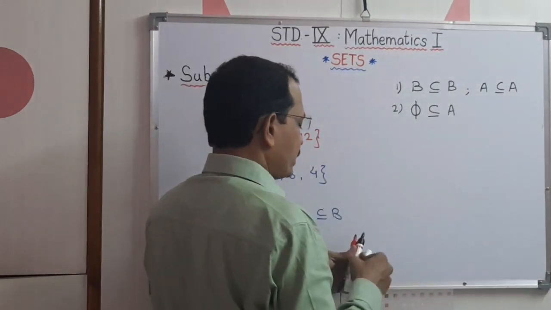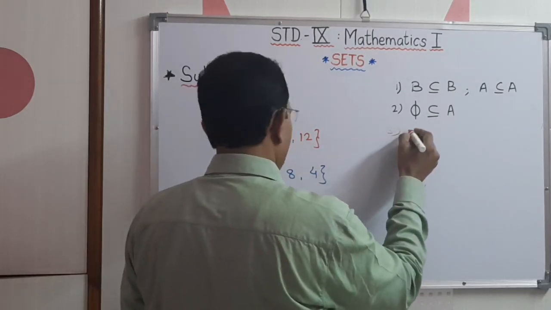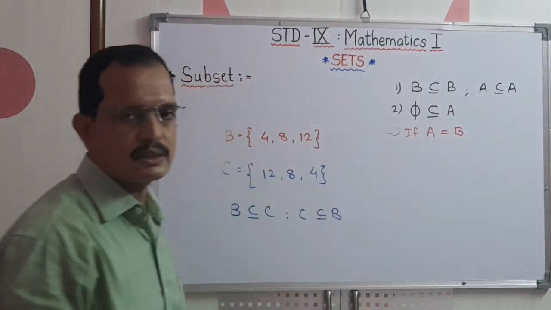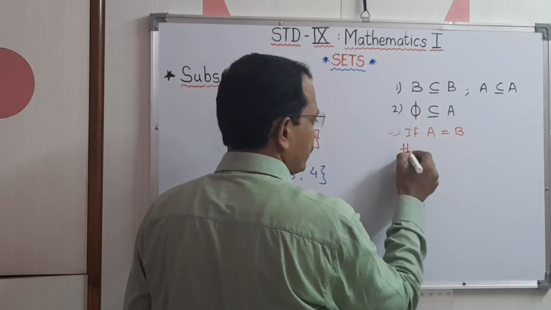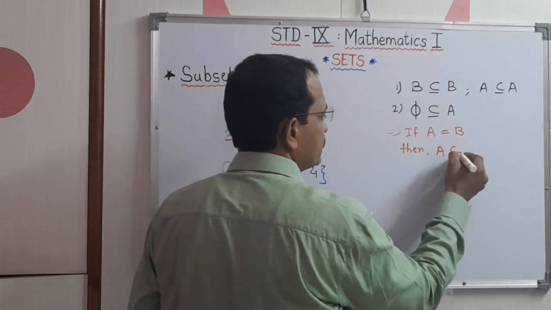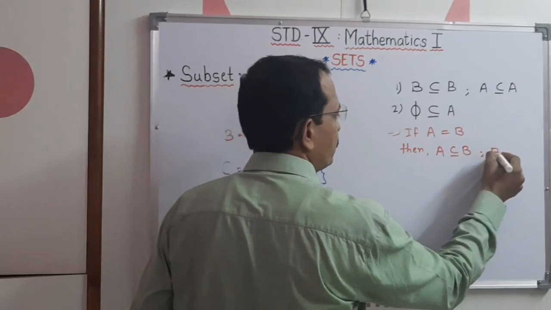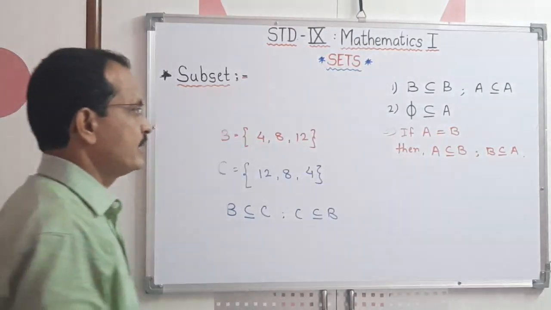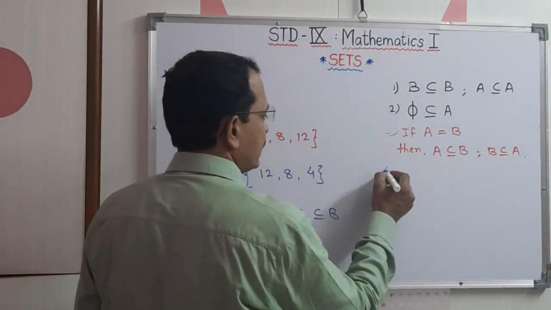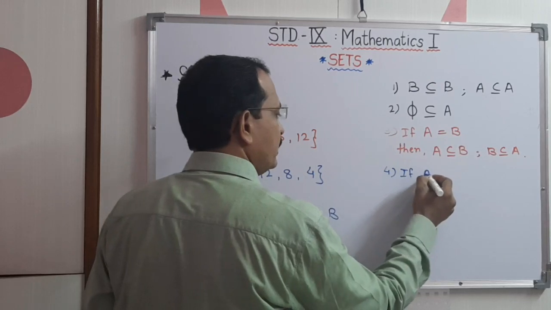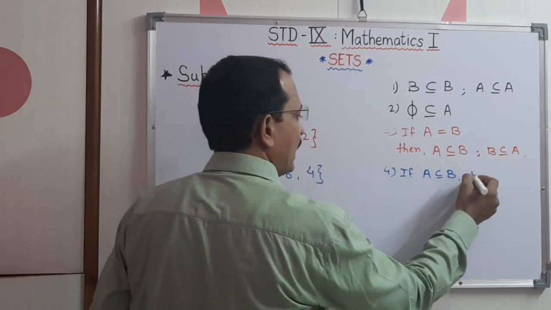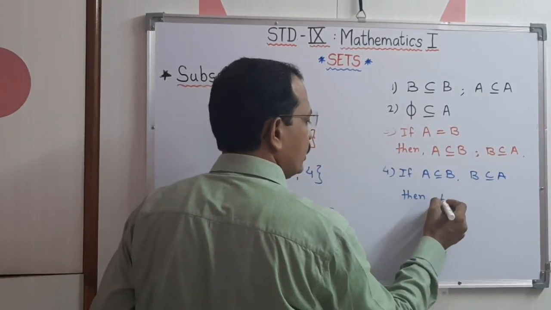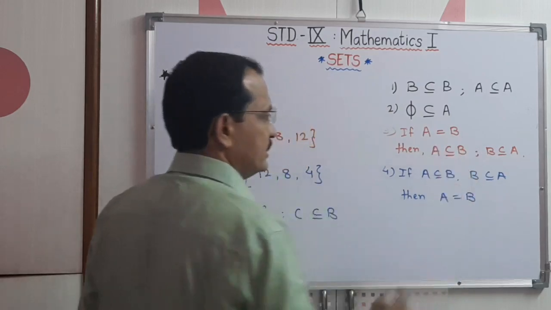Therefore, third property we can see here: if A equals B, that means two sets are equal, then we can write here A is a subset of B. Same way, B is a subset of A. Similarly, we can say that if A is a subset of B and B is a subset of A, then both the sets are equal sets.